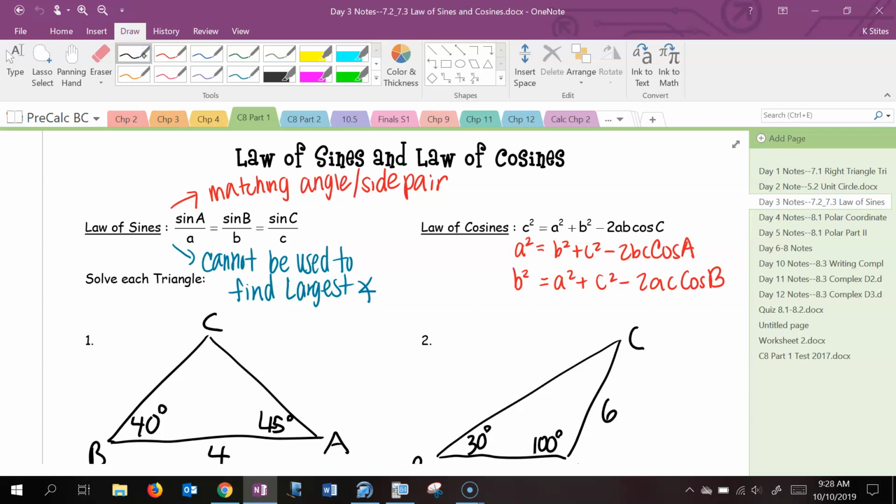And then you have law of cosines. Law of cosines, there are 3 ways that you can write it, and they look like this. The key thing with this notation is that the capital letters are referring to your angles and your lowercase letters are referring to their opposite sides.